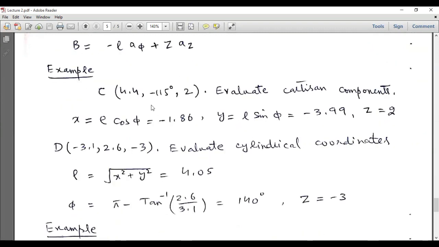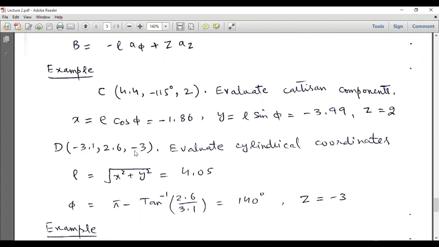In the second example, we have to calculate the Cartesian components of this point. So this point is represented in cylindrical components. So here we have to calculate x, y, and z. X is equal to rho cos phi, so it is equal to minus 1.86. This is rho, this is phi, this is z. Similarly, y is equal to rho sin phi, and z is equal to 2.